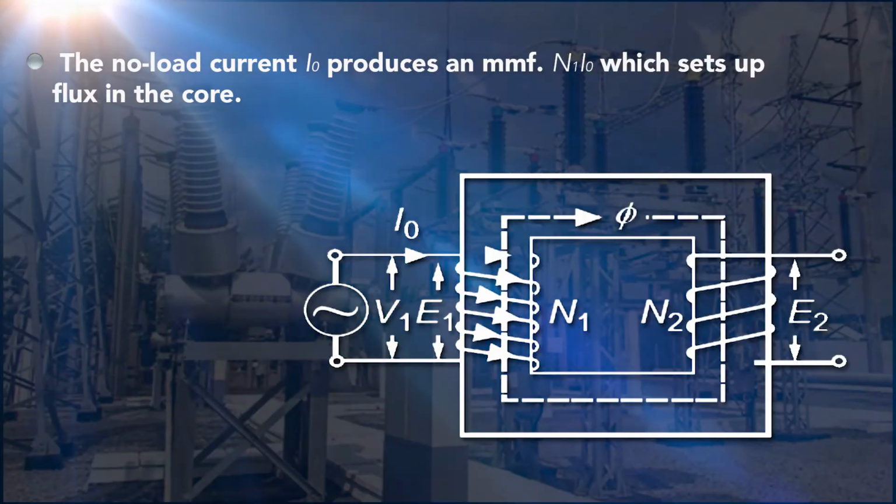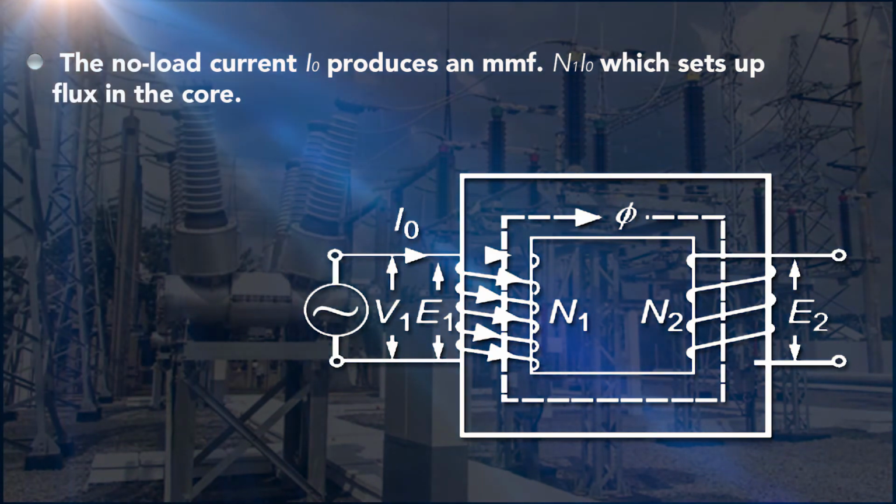So here you can see in the diagram, that means I2 is 0. So at that moment only I naught current will flow, where V1 is the supplied voltage and E1 is the induced EMF. Due to this current I naught and N1, one MMF will be produced, that is I naught into N1.